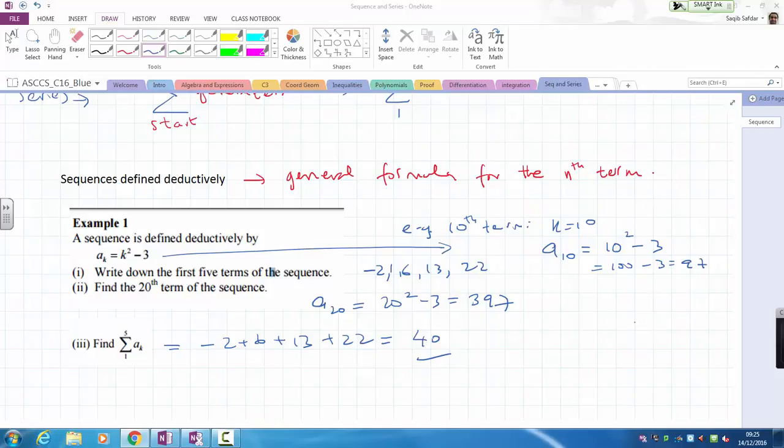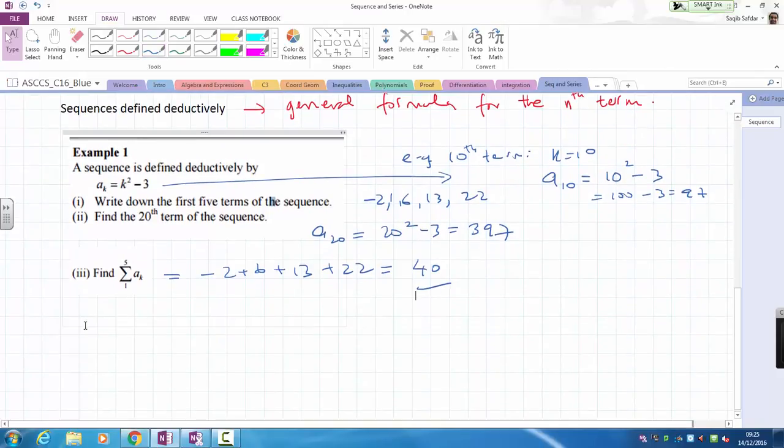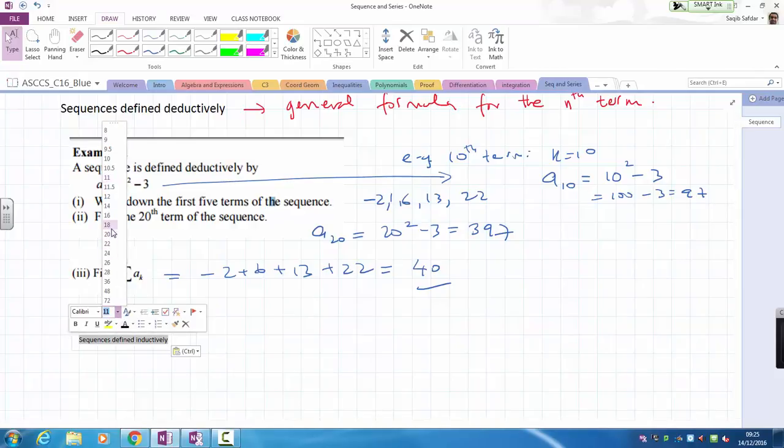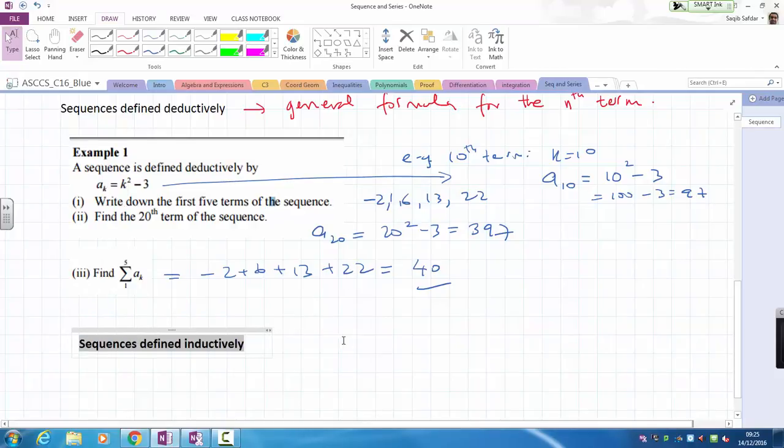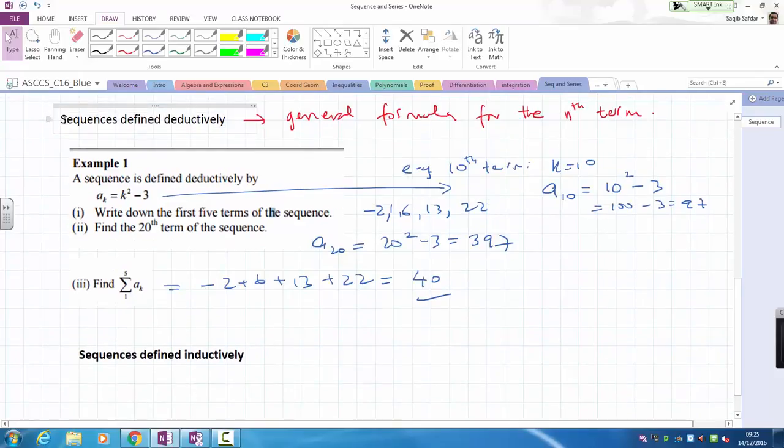So that's working with a sequence defined deductively, but we can also define a sequence inductively. Let me explain what that means first. What would that sequence be? Would that be an arithmetic sequence? k squared minus 3? Does it have a common difference? No. So then it wouldn't be an arithmetic one. It would just be a sequence. It doesn't have to be an arithmetic or geometric one.